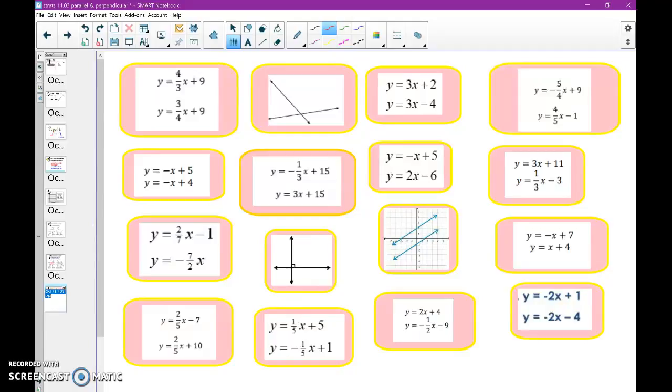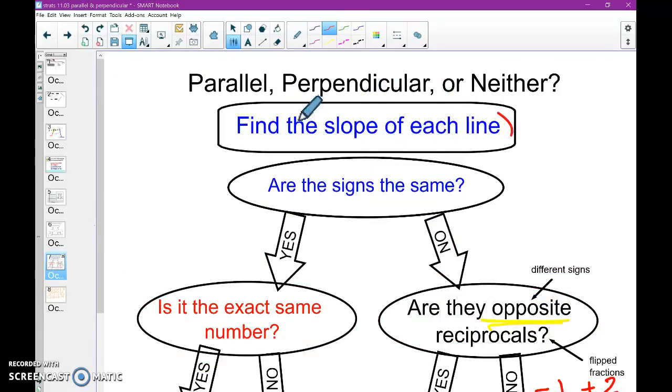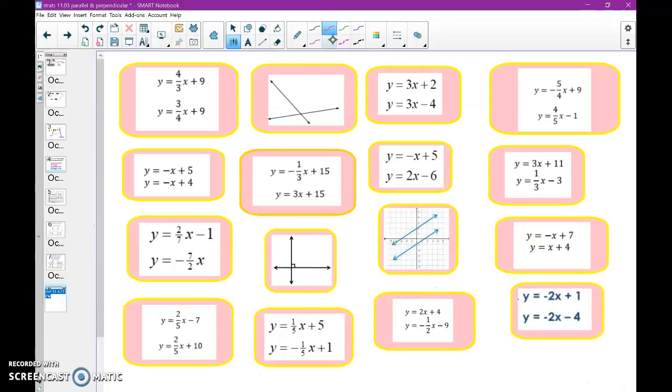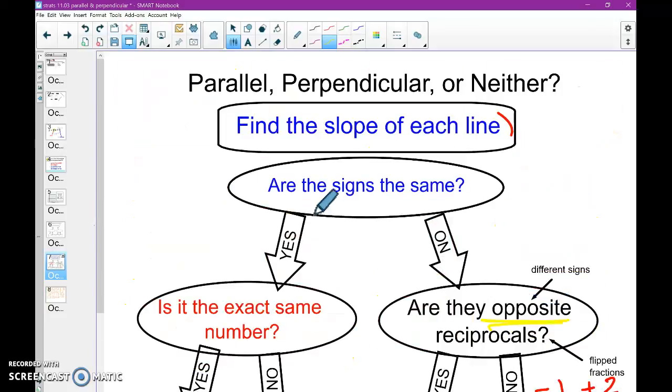Let's look at this guy right here. So we've got y equals 4/3x plus 9, y equals 3/4x plus 9. So let's go back to our flow chart. It says find the slope of each line. Okay, well let's look for my slope. It's the thing attached to x, so it's 4/3 and 3/4. That's the slope of each of my lines. Okay, got that part. So now I have to ask myself, are the signs the same? Are they both positive or both negative?